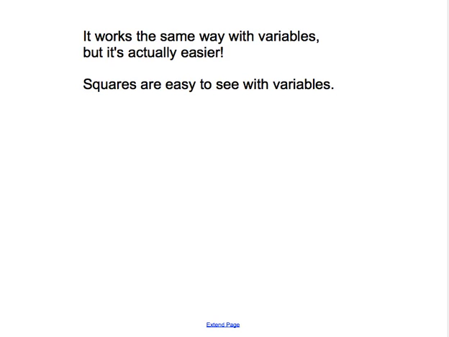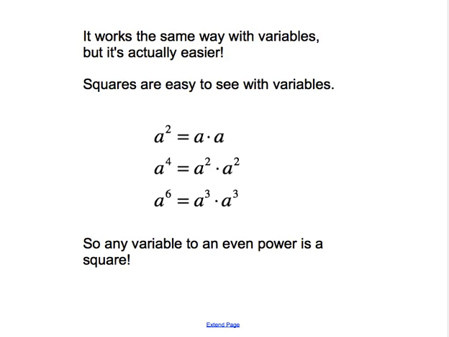This actually works the same way with variables, but it's actually easier with variables. Squares are easy to see with variables. A squared is a times a. A to the fourth is a squared times a squared. A to the sixth is a to the third times a to the third. So any variable to an even power is a square. And of course, a to the fifth equals a to the fourth times a.